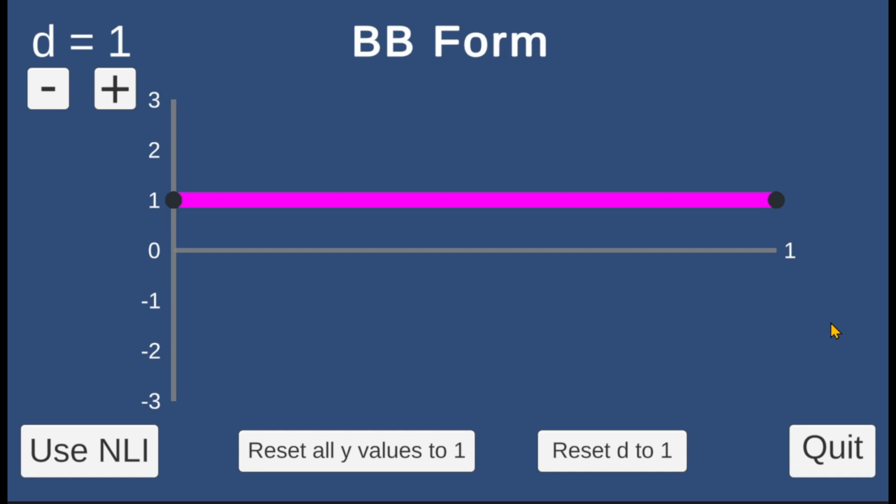Hello, I'm Kelsey Wimberly, and I'm going to show you the projects I made in Unity for my math class on curves and surfaces at DigiPen Institute of Technology.